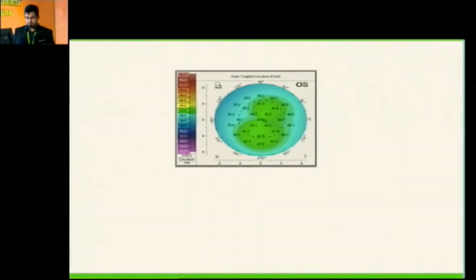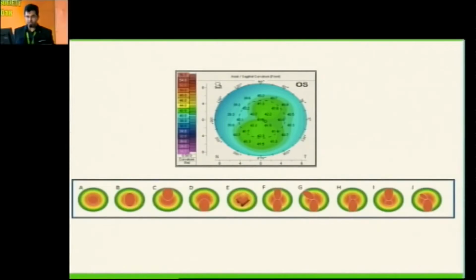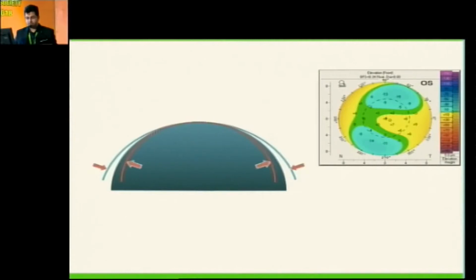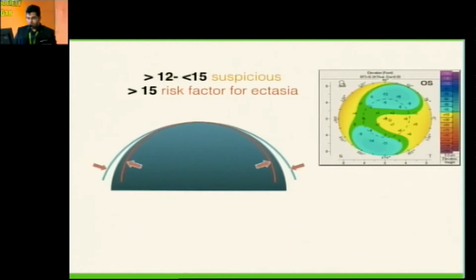Then is the axial curvature map that we look at most commonly, and this gives us an idea of the topometric pattern of that particular patient. Then is the front elevation, which again is where the concept of the best fit sphere comes in. So anything above the best fit sphere is considered an elevation and has a positive value. Anything below that is a depression and has a negative value. So anything above 12 on the front elevation is considered suspicious, and anything above 15 is quite likely ectasia.